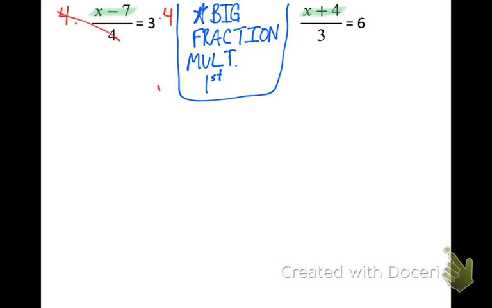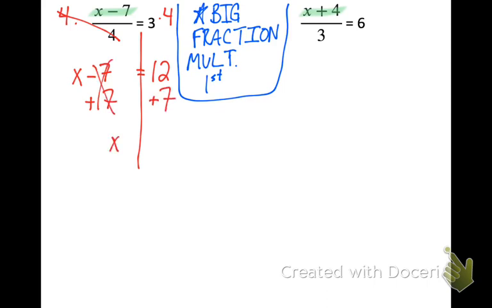When I do that, that gets rid of my fraction. So what's left on the left-hand side, if I draw my line, is x minus 7 is equal to 12. From there, again, relatively easy, I can just add my 7 to the other side. When I do that, I get x is equal to 19.